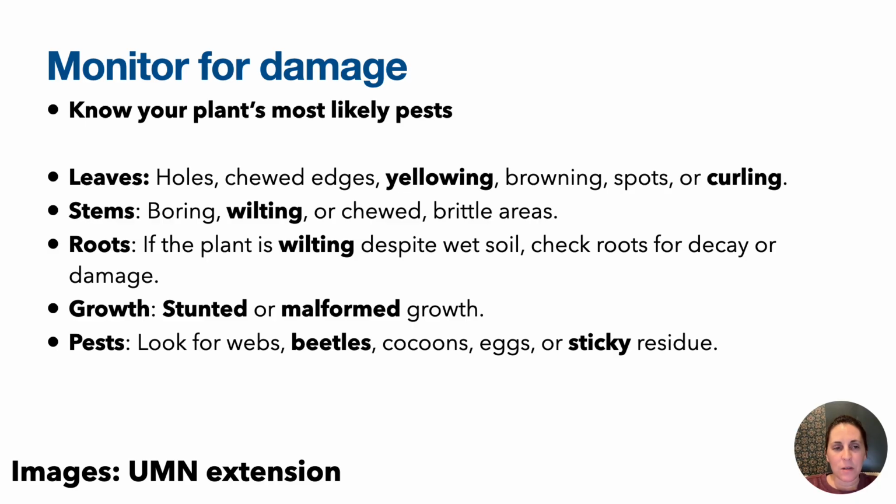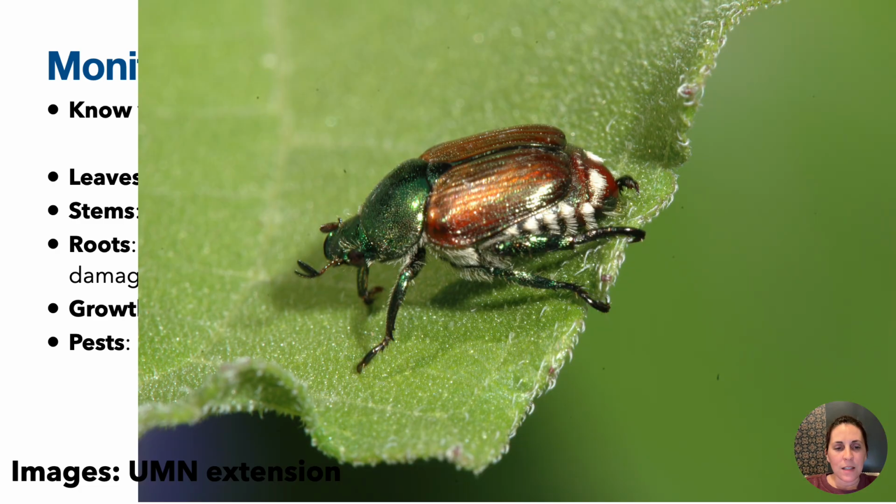All right, and then the last one is to actually look for the pests. And so for this, you can observe any webs or beetles, cocoons, eggs, or any type of sticky residue. And so some of these are obviously big. This is a Japanese beetle, very easy to spot, very easy to flick into soapy water and drown, right?